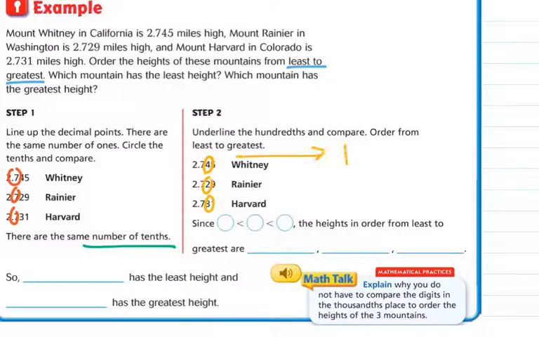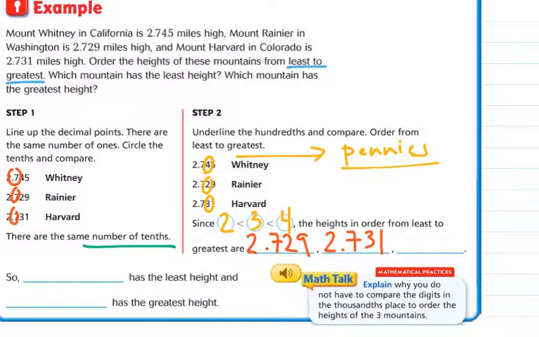Remember, the hundredths place should always look like we're talking about the pennies if we were to be talking about money. So now, boys and girls, we can see that 2 is less than 3 and 3 is less than 4. So that means the heights in order from least to greatest are 2 and 729 thousandths, 2 and 731 thousandths, and 2 and 745 thousandths. So boys and girls, keep in mind that all we had to do was compare the hundredths digit.